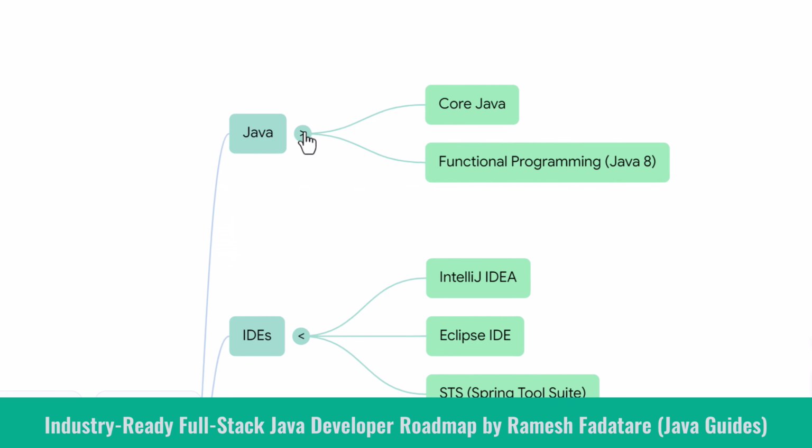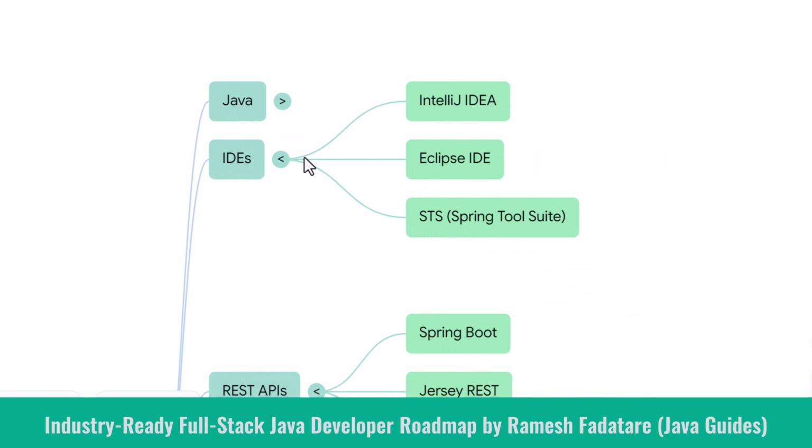Next, IDEs for backend development. You pick your primary development environment. Most backend developers prefer IntelliJ IDEA because of its intelligent suggestions, debugging tools, and rich plugin ecosystem. Other options include Eclipse and Spring Tool Suite, both of which are fully capable when working on Java and Spring-based applications. A good IDE speeds up your development and helps you debug complex backend logic more efficiently.